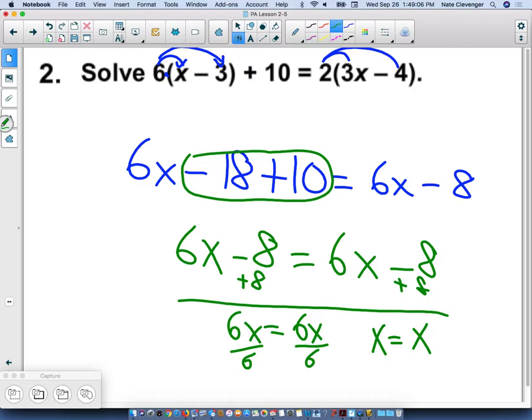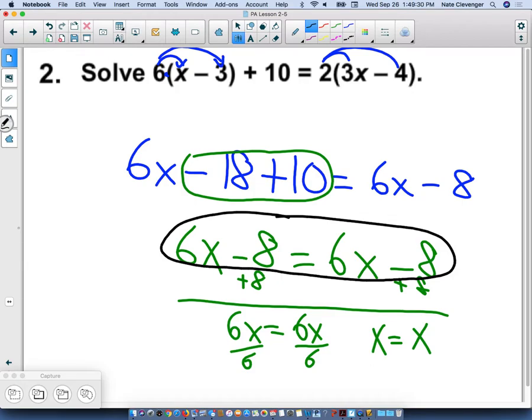Amber? Identity. All numbers. So if I plug in 37 for x on one side, what's the value for x on the other side? 37, because x is 37, so both sides would have to be the same. We could have stopped right here. Aren't those two the exact same thing on each side of the equal sign? Oh, yeah. They're the exact same thing. So they already at that point look the same. So we can say that there's all real numbers as an answer, or identity would be fine.